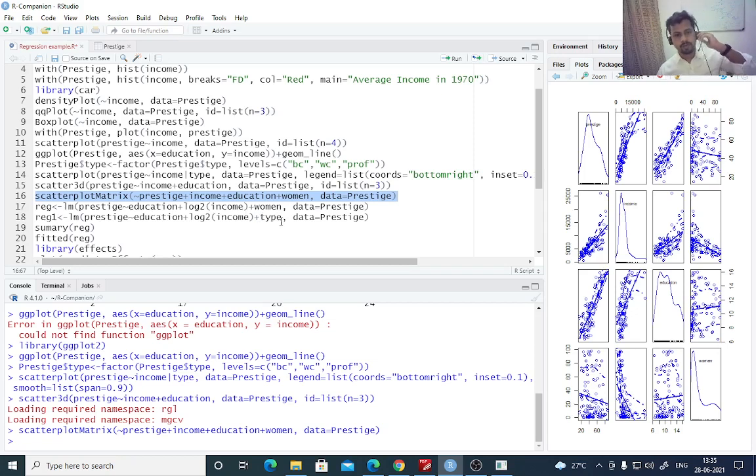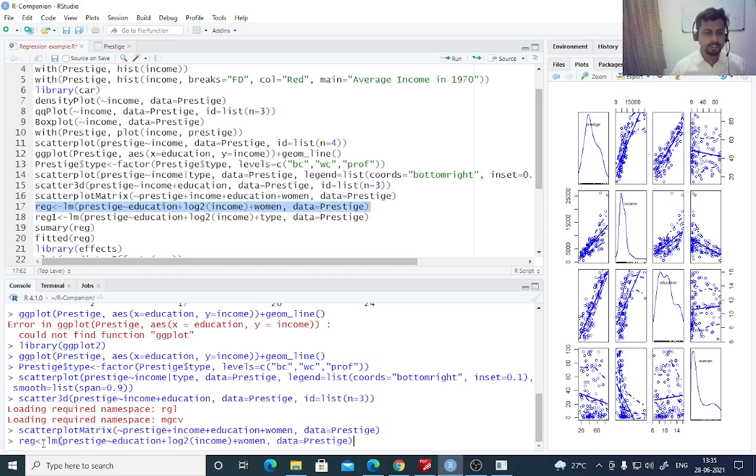Okay, next we run a regression, and it's a multiple linear regression. Our multiple linear regression is run using the command lm. lm stands for linear model. What I'll do here is store this regression under the variable reg. So you can see this is lm, which is your linear model command. Prestige is my response variable, so I'm regressing prestige on education.